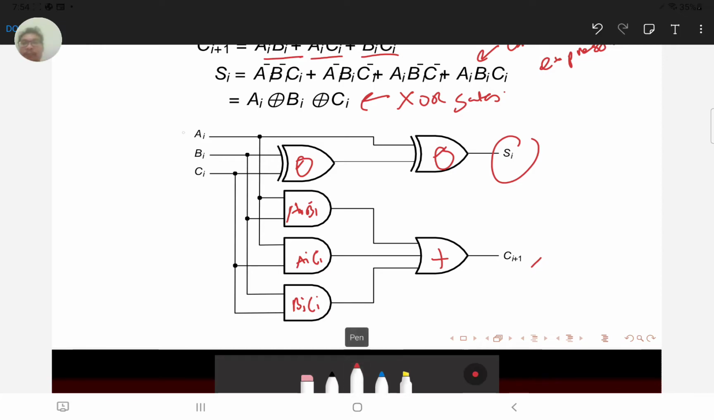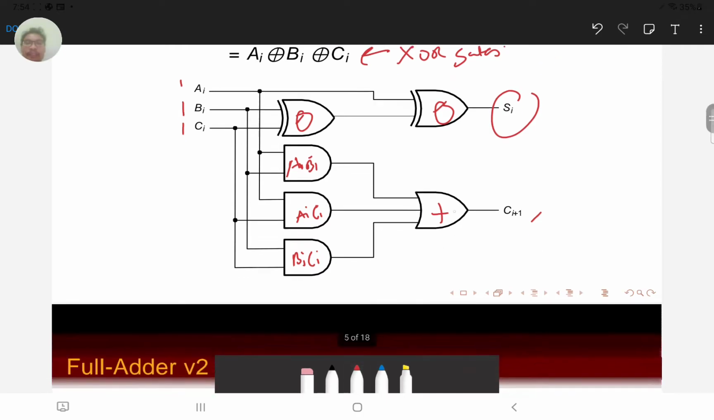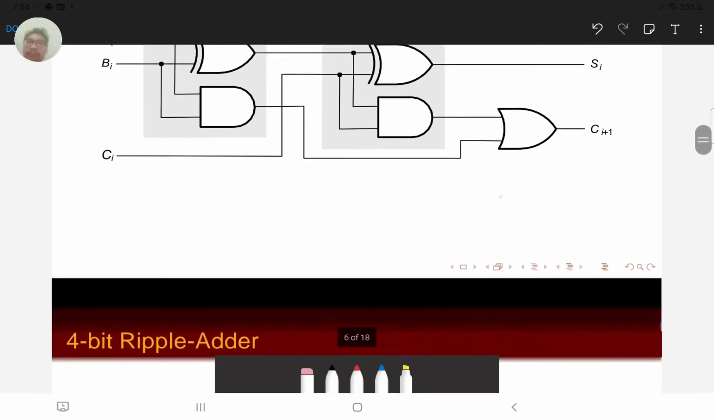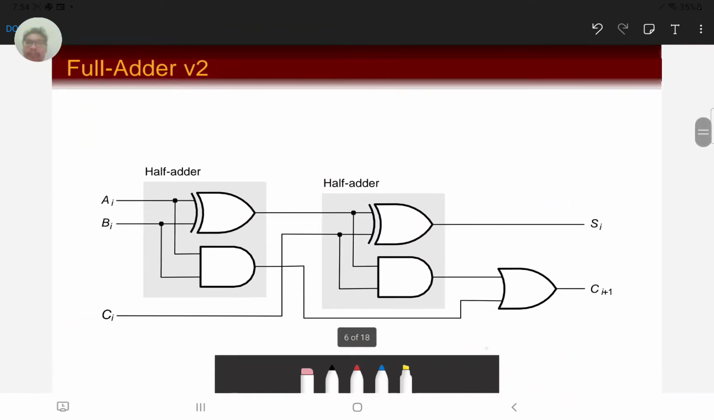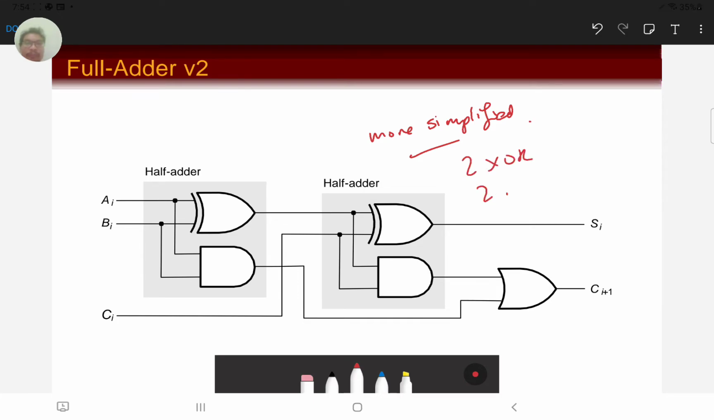So these are adding 1 bits, 1 bit A, B, C. Now, before we look at adding more bits of numbers, we look at another implementation of the full adder. So in another implementation, this one is more simplified, whereby it's using only 2 XOR, 2 AND, and 1 OR. Okay, a total of 5 logic gates.